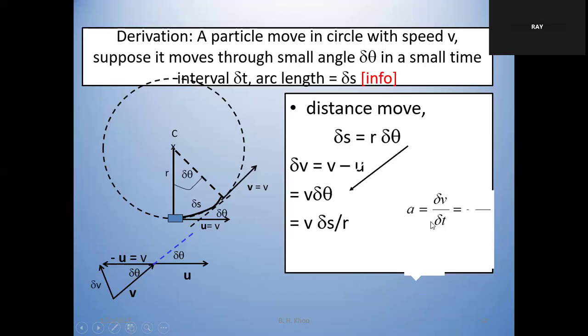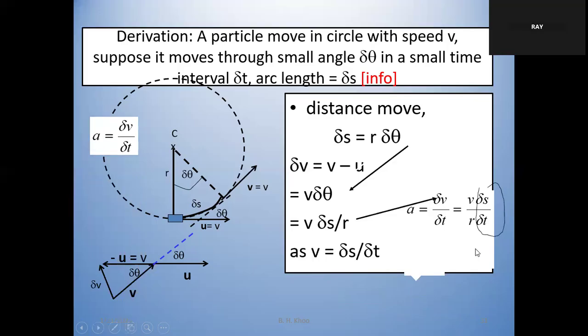Right? So we use our definition for acceleration, delta v over delta t. That's our delta v, and our delta t there. Right? That's our r. And our delta t. So delta s over delta t is your v. So straight away we get our answer. Right? v squared over r.